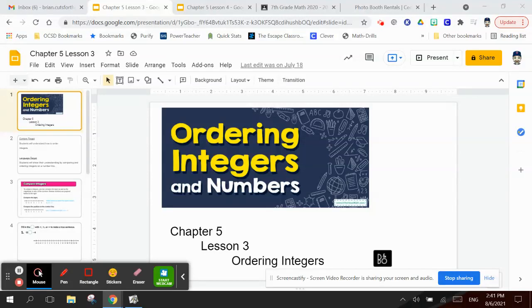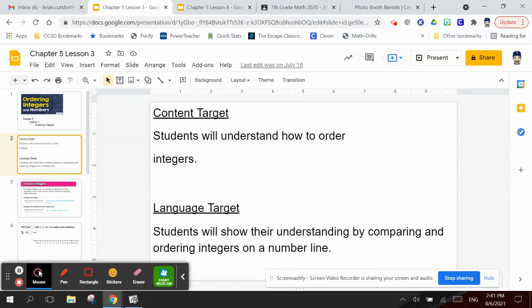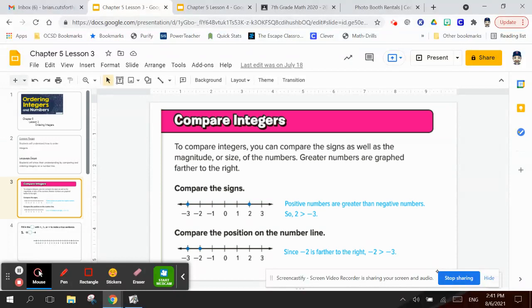Chapter 5, Lesson 3, Ordering Integers. Our content target: students will understand how to order integers. Our language target: students will show their understanding by comparing and ordering integers on a number line.